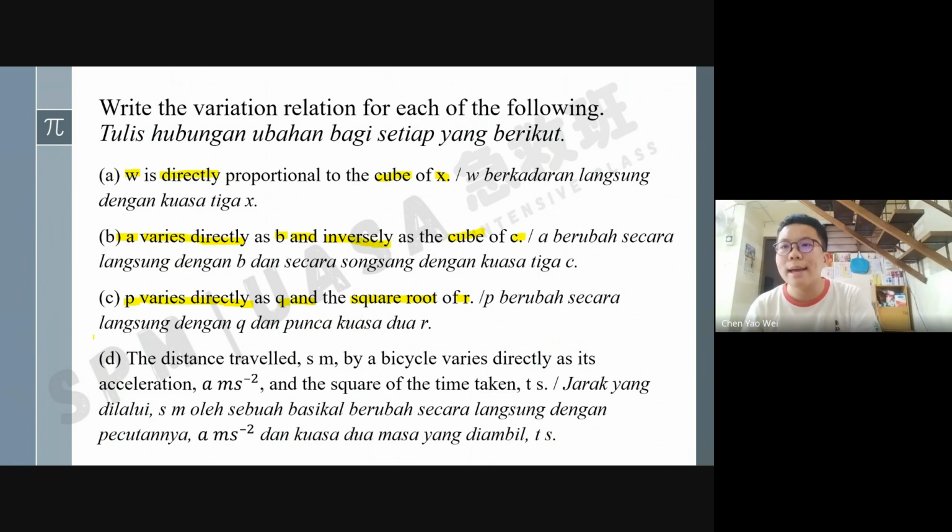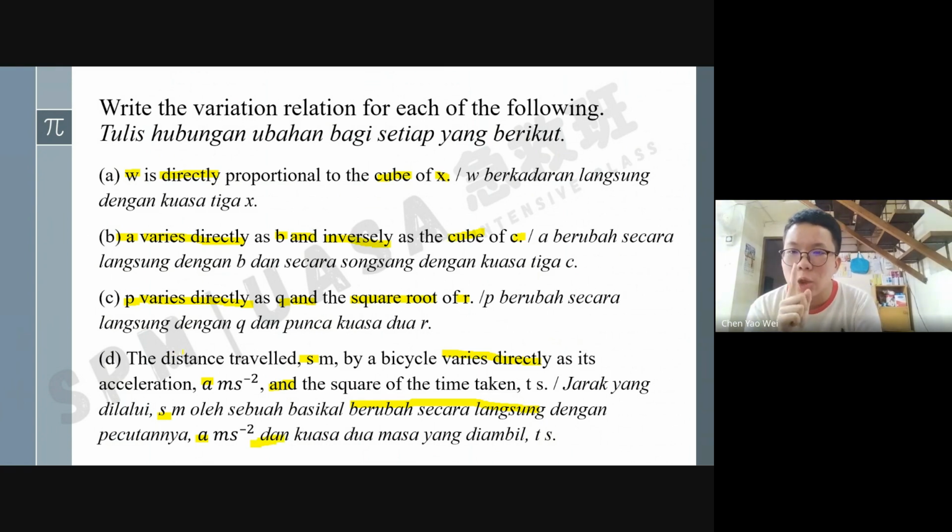Jarak yang dilalui S meter, put the S. By a bicycle, oleh sebuah bicycle varies directly, berubah secara langsung. This one, I put the proportional sign. The distance's acceleration, ada A, pecutannya A, letak A, and. Tengok baik-baik, itu dan.